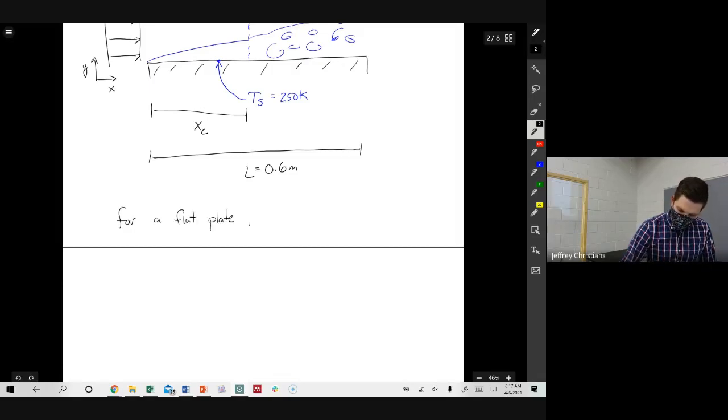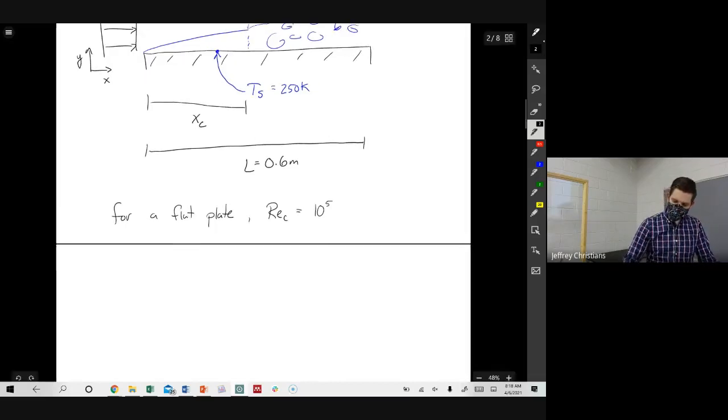For a flat plate, the critical Reynolds number is approximately 10 to the 5. So our first step is to find x_c.